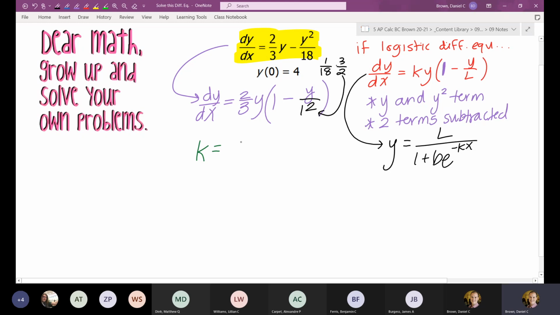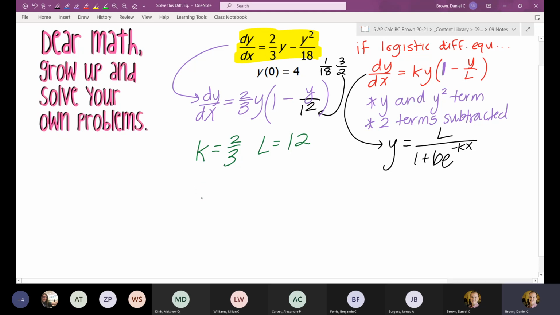K is 2/3. What do we also know L has to be? 12. And again, that's useful. Say maybe this was a question that said, hey, match this to the graph. We already know this graph will be increasing. We know it's an exponential, a logistic growth. And we also know that that upper horizontal asymptote is a 12. So again, knowing how the graph and those pieces play a role is definitely useful.